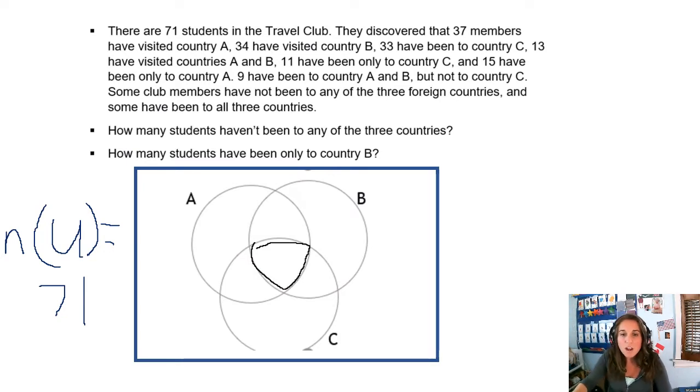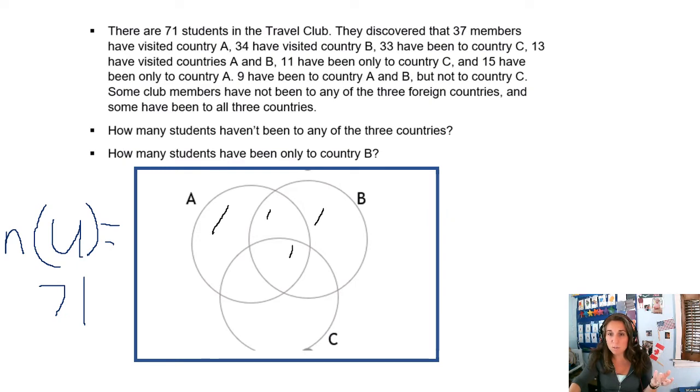All right. How many students haven't been to any of the 3 countries, and how many students have been to only country B? So that's what we're being asked to find. And so we're going to have to really work backwards. But remember Paul's principles. The first thing you need to do is make sure you understand the problem, okay? So you need to understand that we're basically trying to figure out how many students are in each of these pieces, okay?